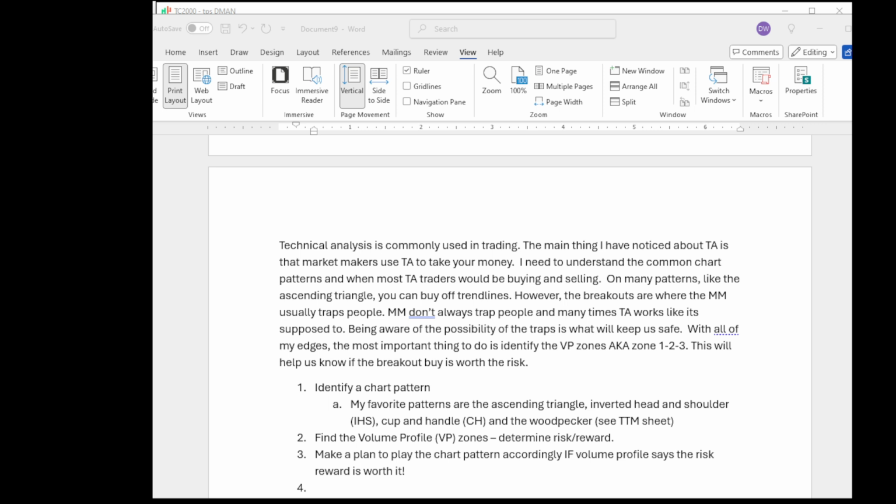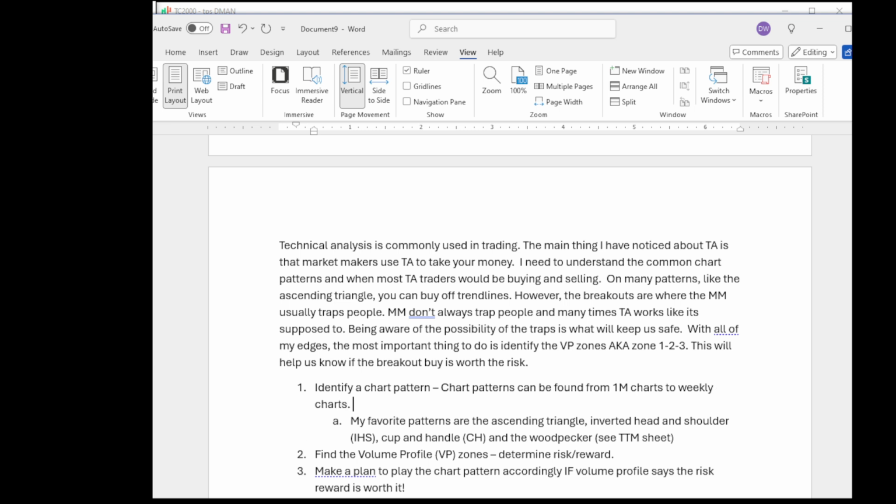I am Sharky. I'm recording this. What time frames? Yeah. So here's a good thing to put up here. Identify a chart pattern. Chart patterns can be found from 1-minute charts to really weekly is what I would say. To weekly charts. You can go further, but that's what I would focus on.